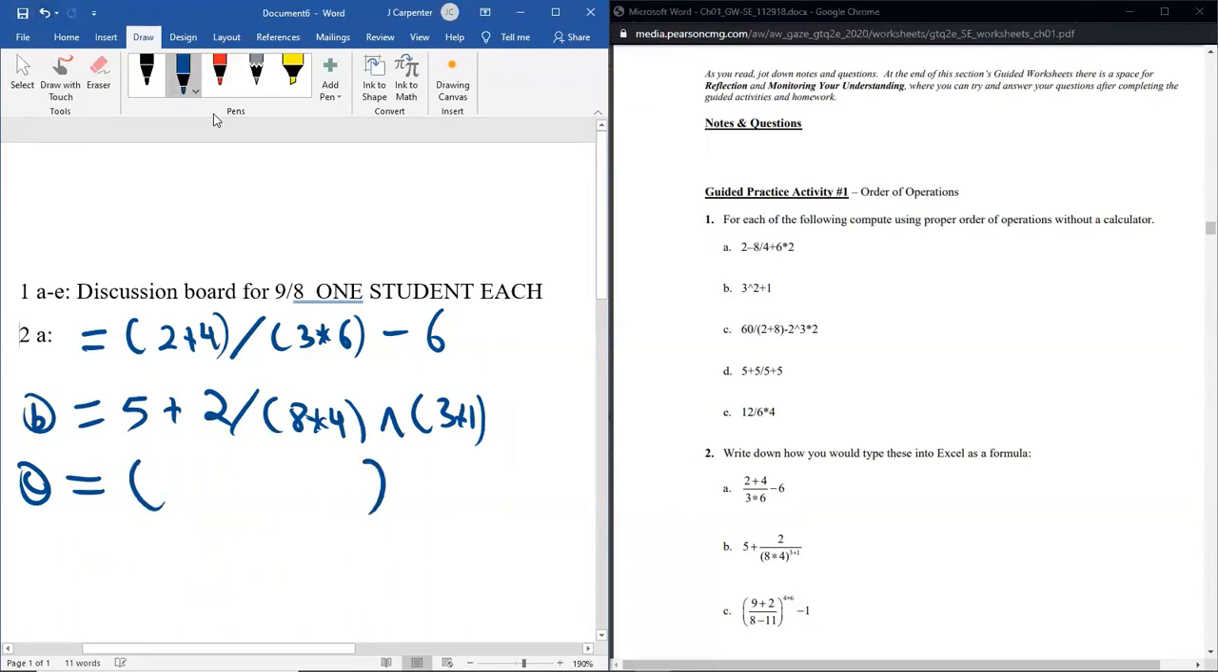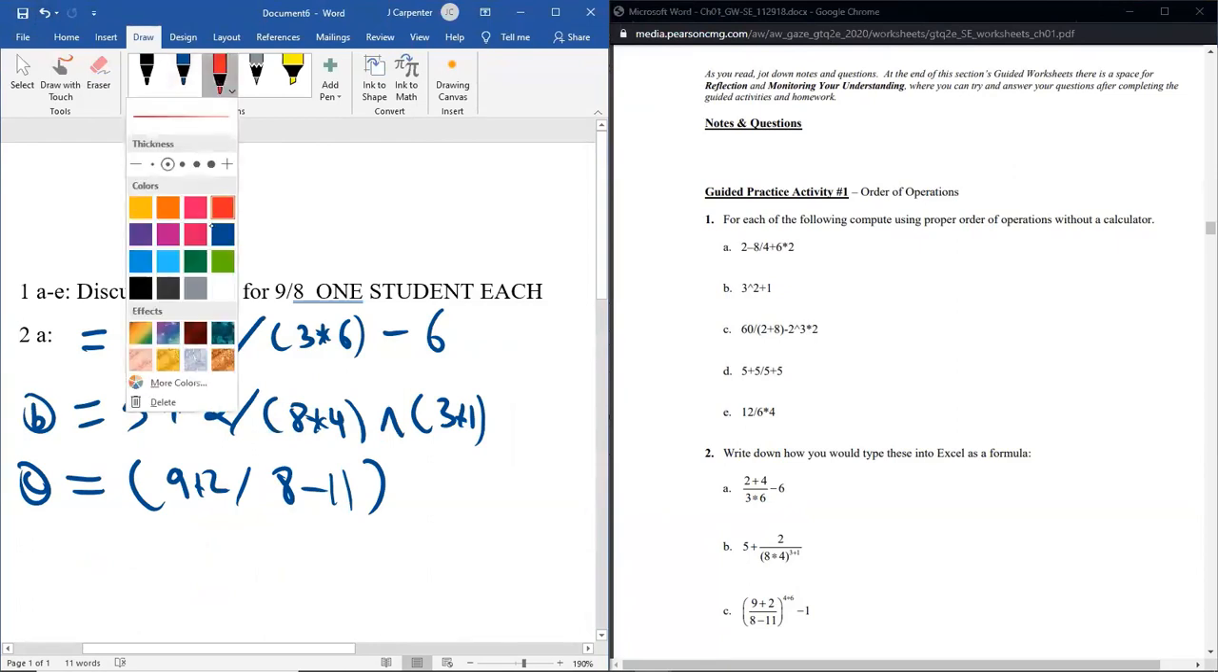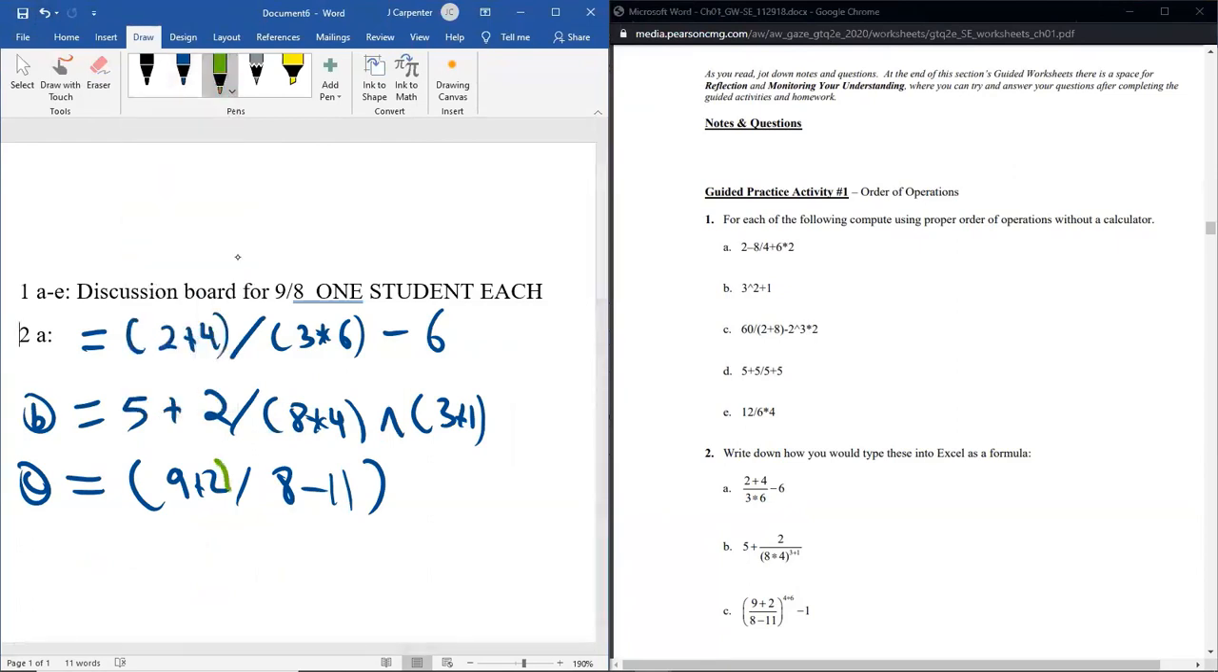So here's the parentheses for the whole fraction: 9 plus 2 slash 8 minus 11. That outer parentheses is the one seen in the example. But to make sure the 9 plus 2 goes on the top of the fraction, I'm going to need, and I'll pick a different color, let's go with green, this extra parentheses to make sure that's the top of the fraction. And you also need one around the 8 minus 11 to make sure that's the bottom of the fraction.